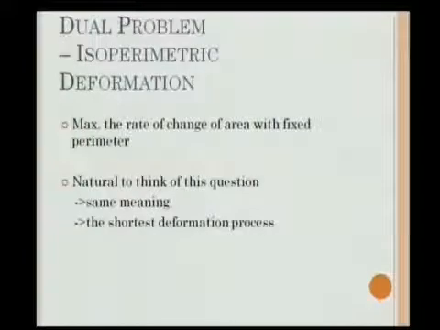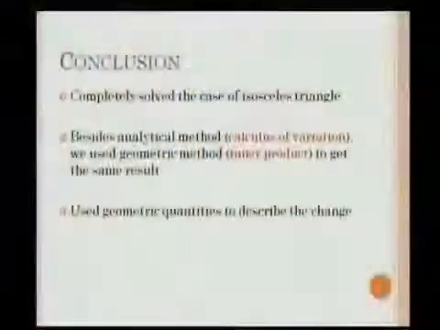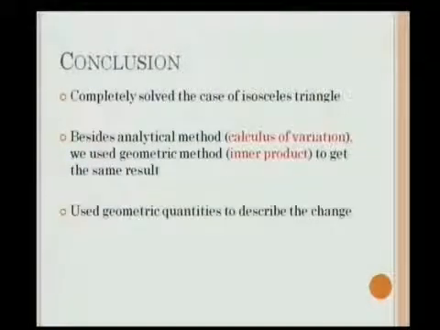We also studied the dual problem, isoperimetric deformation, as it was quite natural to think of it. They have the same meaning to a certain extent. They both study the shortest time to deform. And the results are shown on the screen. To conclude, we solved the problem for the isosceles triangle completely. We also solved the problem for closed curves by both the analytical method and the geometric method. Lastly, we could use some geometric quantities to describe the change of curves. The table shows some important results we got in the project.